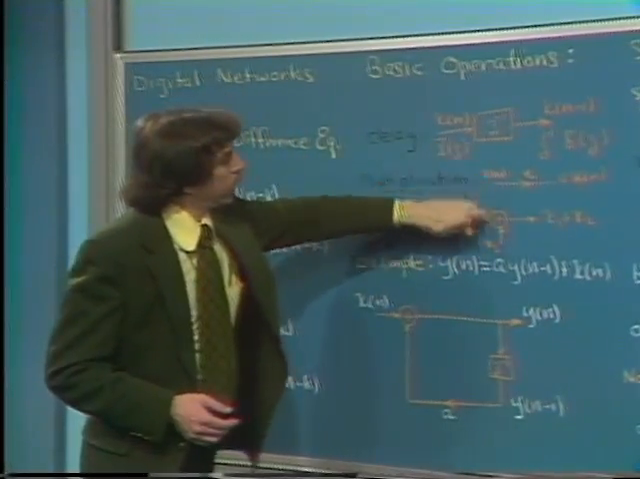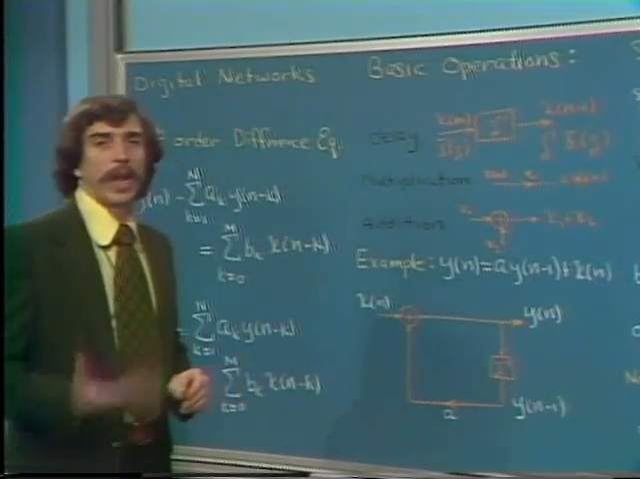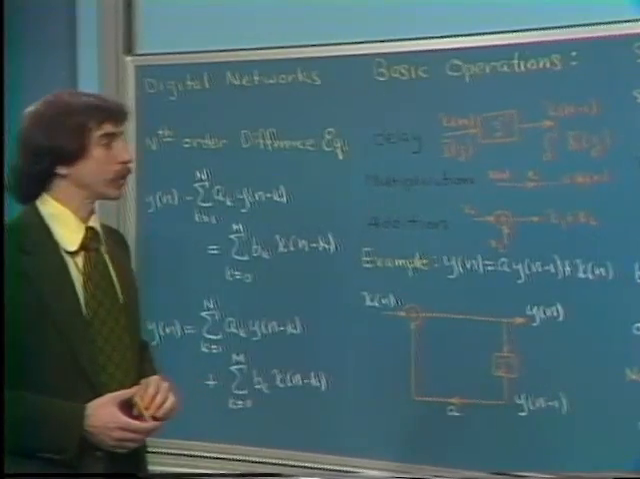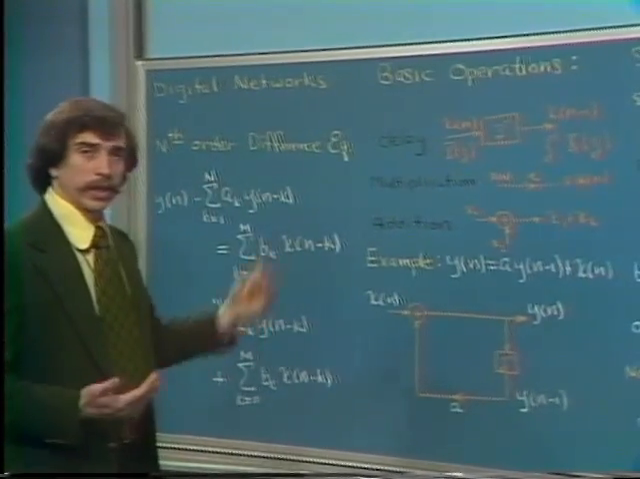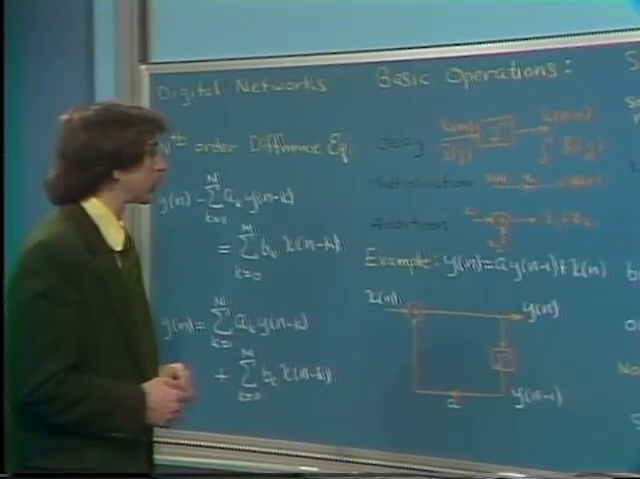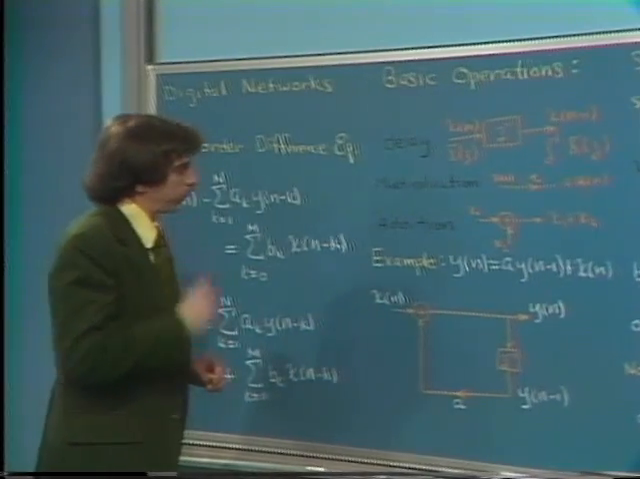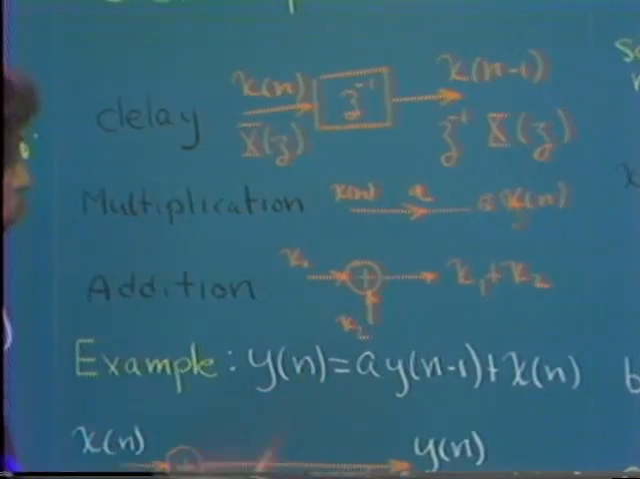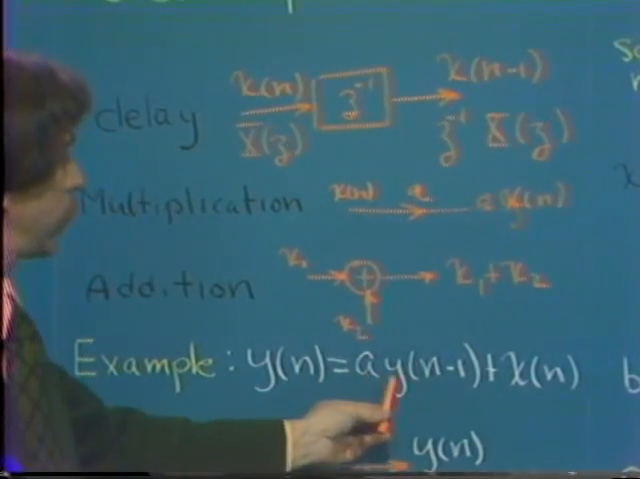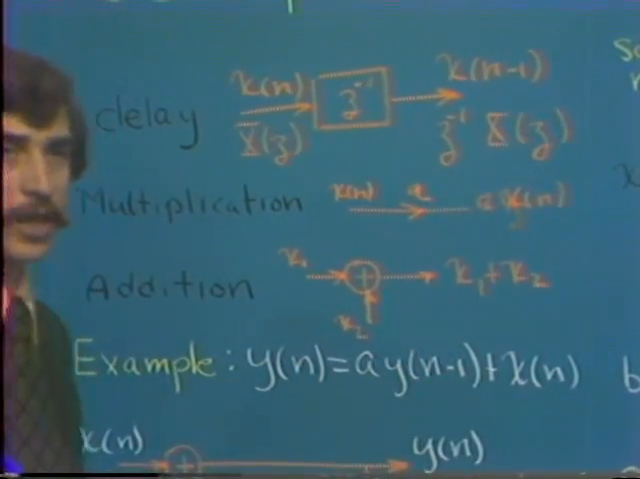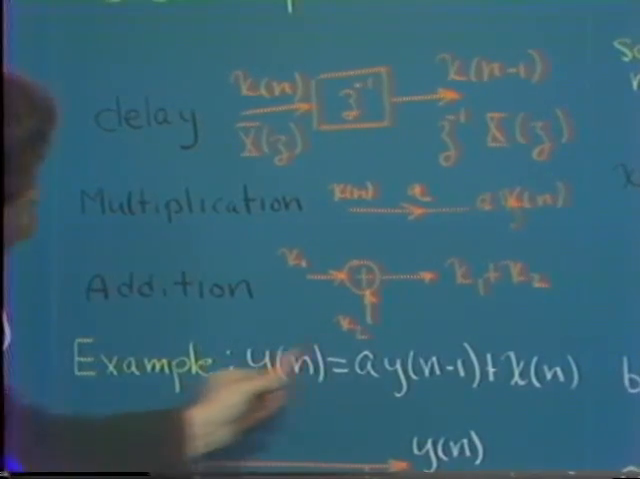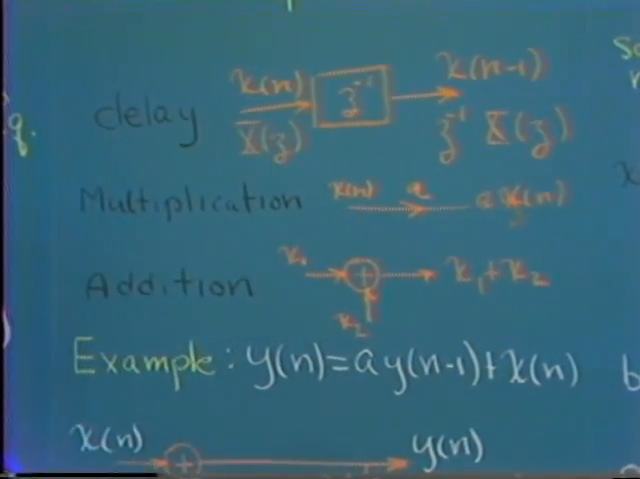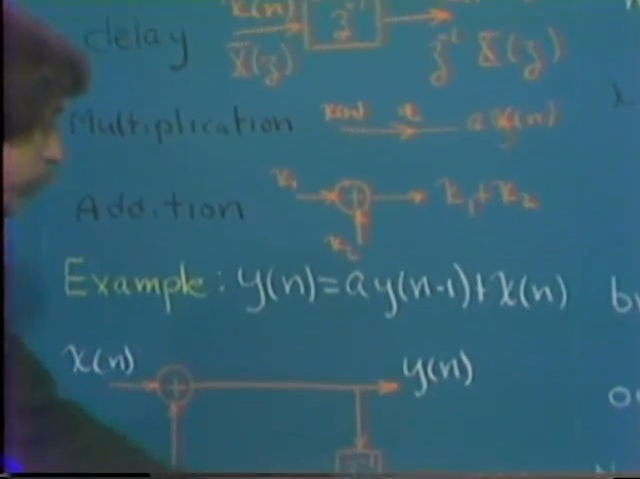So these then are the basic elements that correspond to a block diagram representation of a linear constant coefficient difference equation, or equivalently correspond to a digital network. And for example, if we had a first order difference equation, let's say the equation y of n is equal to a times y of n minus 1 plus x of n, we can represent that equation graphically in terms of these elements as I've indicated here.